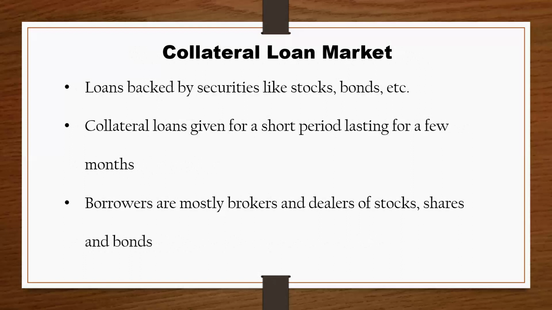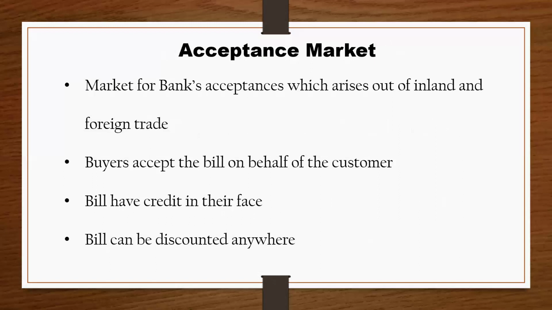Next, we can see the third component, that is the acceptance market. This market refers to the market for bankers' acceptances which arise out of inland and foreign trade. When a person sells goods to anyone, the buyer accepts the bills on behalf of the customer who is the purchaser. Such bills have credit in their face value, which can be discounted anywhere. Again, some firms called acceptance houses, who are professionals in this kind of trade, accept the trade bills for discount purposes. An example for the acceptance market or acceptance house is the London money market.